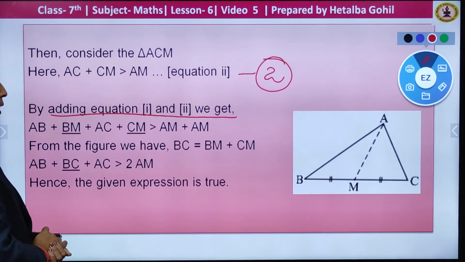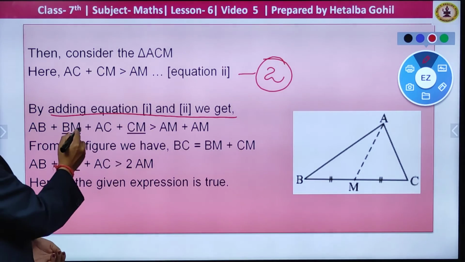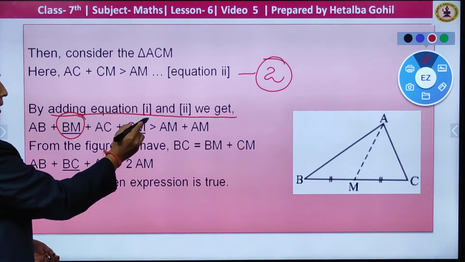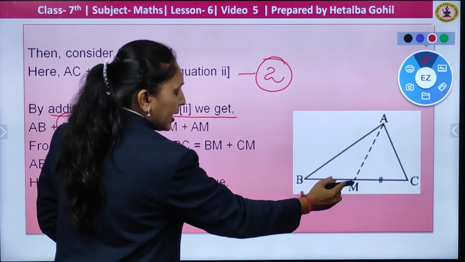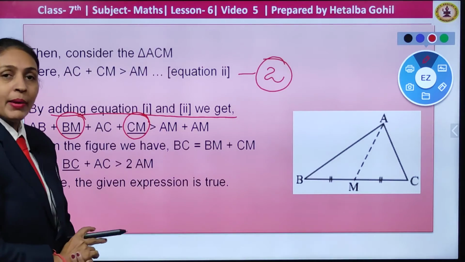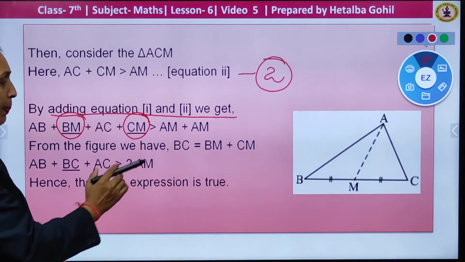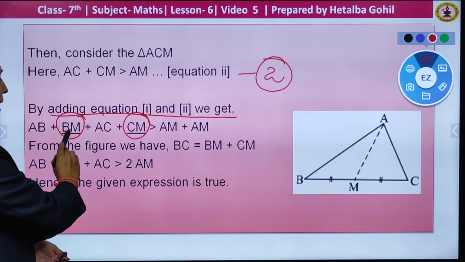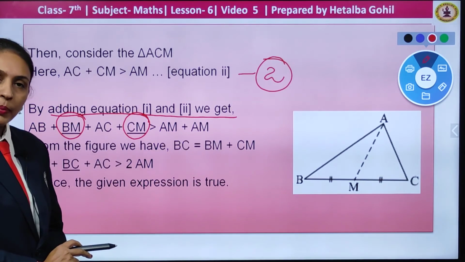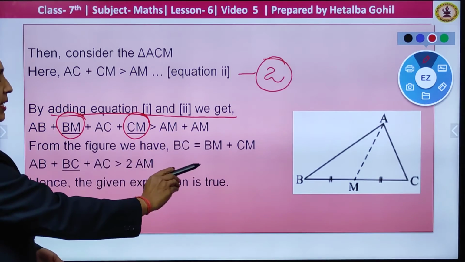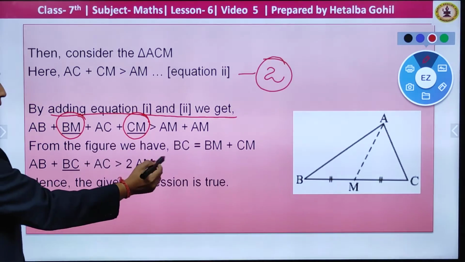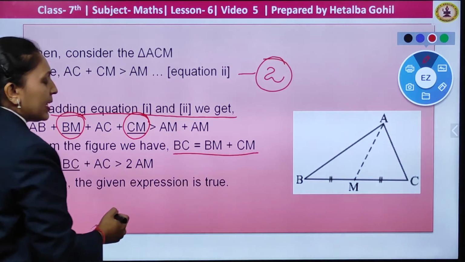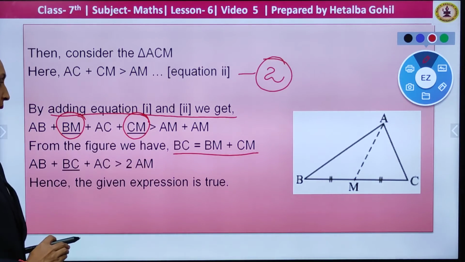Now, according to the figure, children, you can see BM and CM. In all, it is nothing but BC. So in place of these two, BM and CM, I can write BC also, because BC is equal to BM and CM. Okay, so in the next part, children, I will put this BC in place of BM and CM.